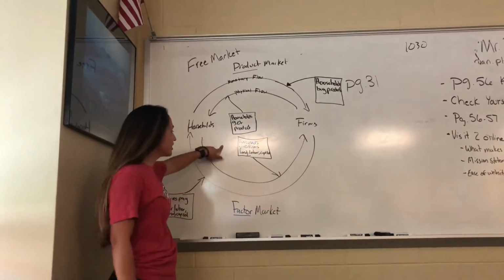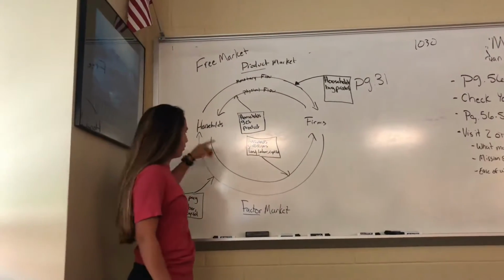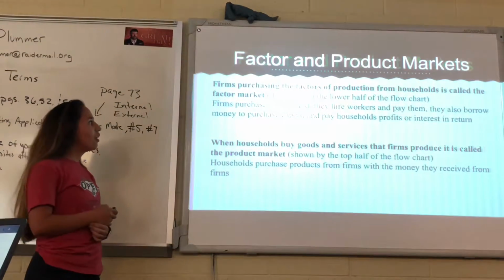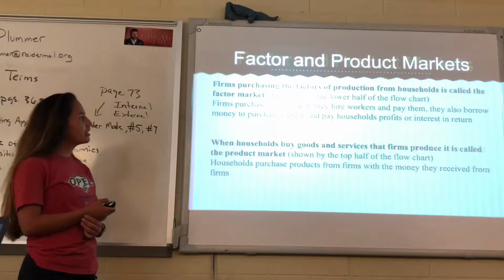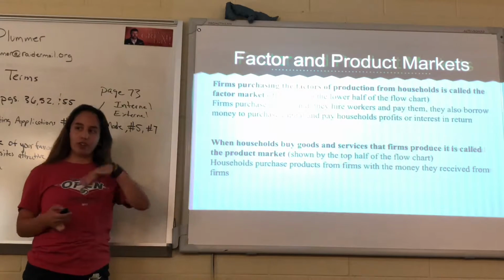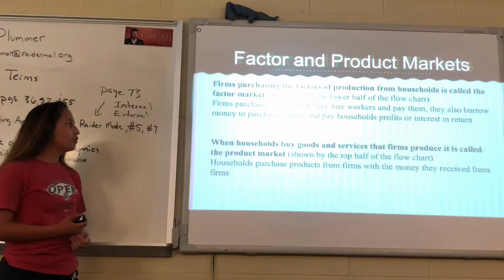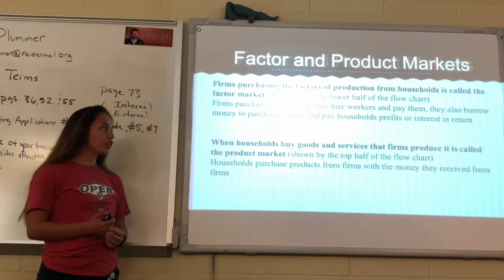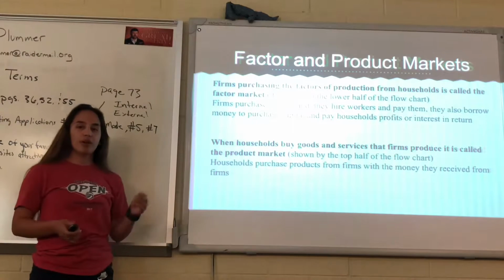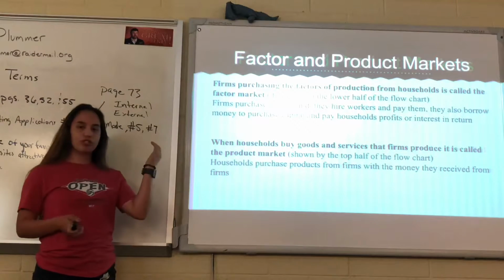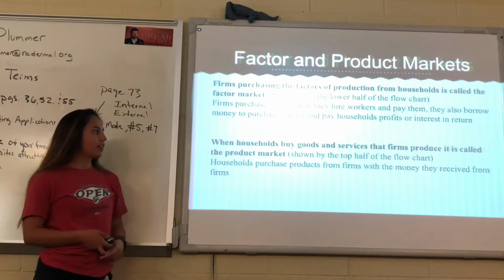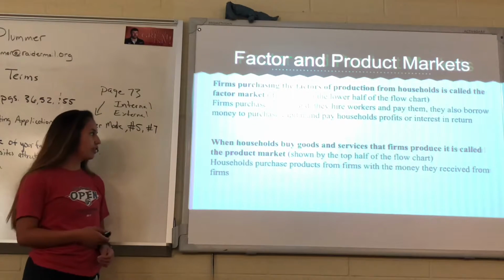So then the households give firms the land, labor, and capital, which is the inner ring. Okay, the factor and production markets. Firms purchase the factors of production from the household, and it's called the factor market. And that's the lower half of the flow chart. Firms purchase or rent land. They hire workers and pay them. They also borrow money to purchase capital, and they borrow money by like the households are buying the product, which gives the firms money, and the households pay profit or interest in return.